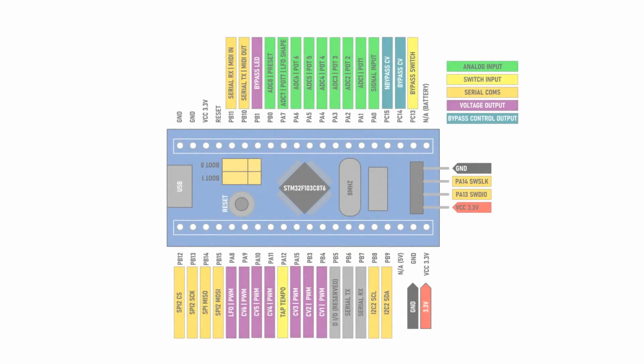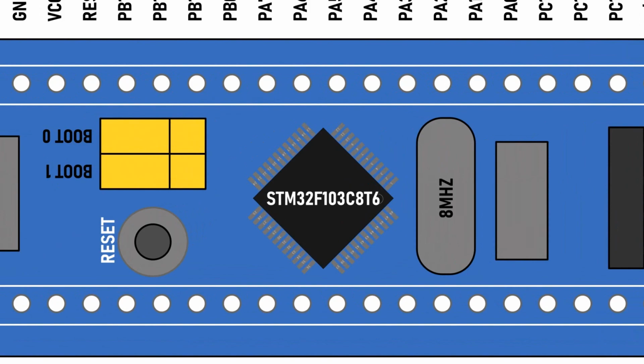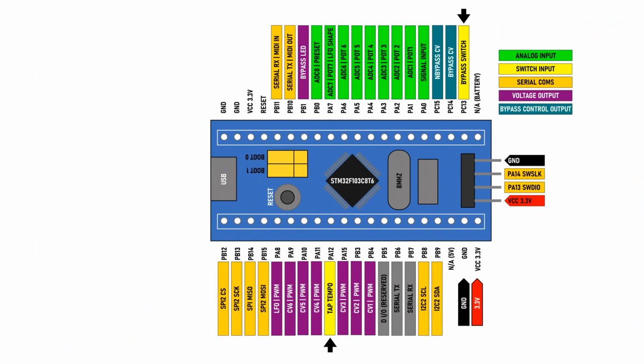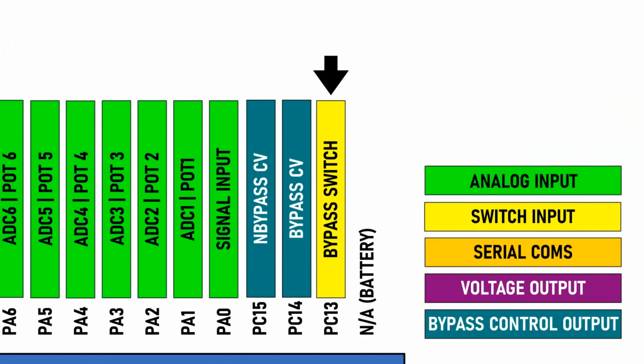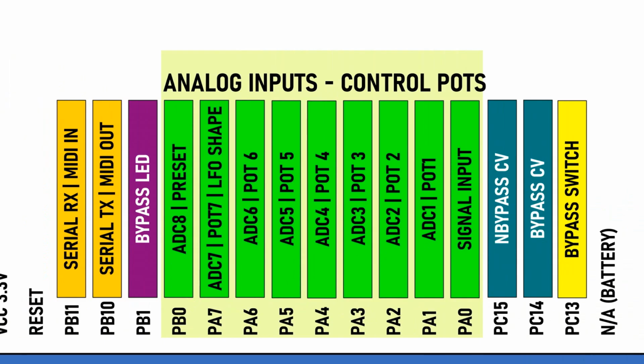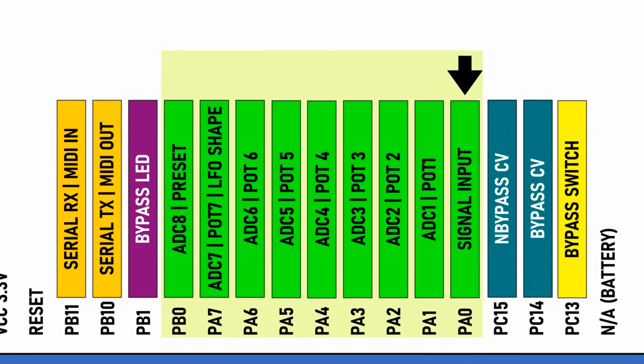Now let's take a quick look at the Blue Pill board. The STM32 microcontroller is the brain of EZ MIDI. Input pins. The yellow pins connect to momentary switches, one for tap tempo and one for bypass. Green pins are analog inputs. First is an input specifically for the audio signal input, primarily used for envelope followers or envelope-controlled LFOs. Control pot 8 is always for preset selection. The remaining control pot inputs are customizable to control other outputs of EZ MIDI.